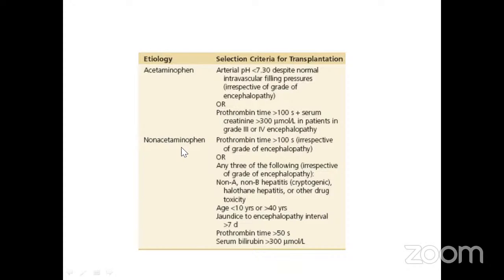In non-acetaminophen poisoning, the prothrombin time will be more than 100 seconds, irrespective of grade of encephalopathy, or there can be 3 of the following: non-A, non-B hepatitis, halothane hepatitis, or drug-induced toxicity; age less than 10 years or more than 40 years; jaundice to encephalopathy interval more than 7 days; prothrombin time more than 50 seconds; and serum bilirubin more than 300 micromoles per liter.